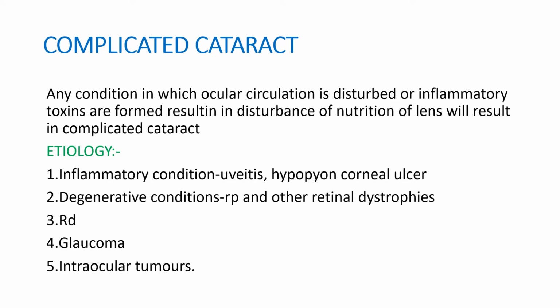In the etiology, there are inflammatory conditions like uveitis and hypopyon corneal ulcer. They can result in complicated cataract. Then there are certain degenerative conditions associated with complicated cataract, like retinitis pigmentosa and other retinal dystrophies. Then there is retinal detachment. There can be glaucoma and there can be intraocular tumors. So these are the conditions which are sometimes associated with a cataract which is called complicated cataract because it is happening secondary to these pathologies.